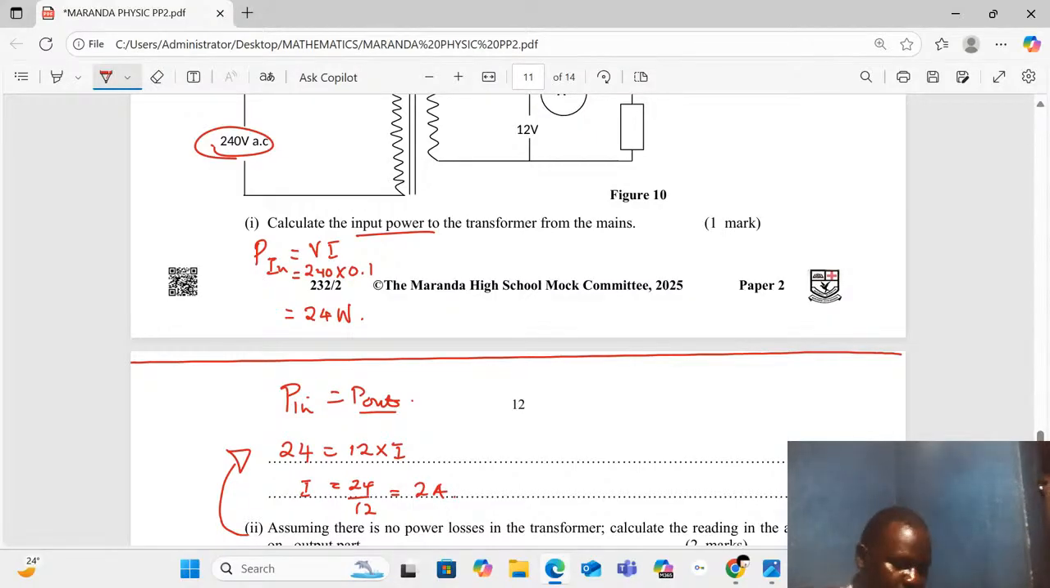Giving us 2 amperes. Is it possible we say this was V1, I1, and this was V2, I2? So that we say I2 is equal to 2 amperes.